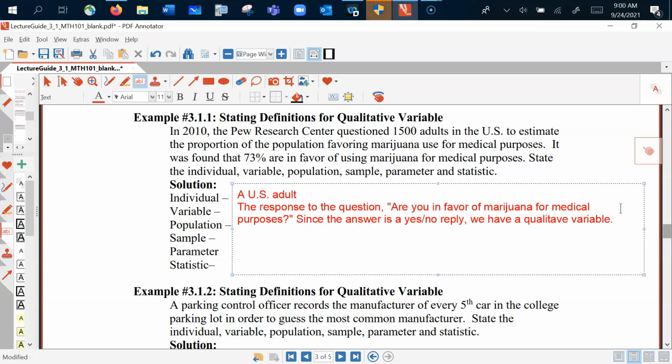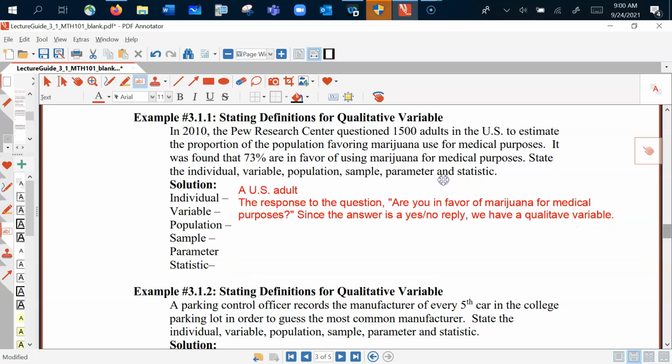All right, so the individual is the who, a U.S. adult. The variable is the response to the question, are you in favor of marijuana for medical purposes? And we've identified that that variable is a qualitative variable. Next, what is the population? Meaning, what is the actual overall group of individuals that we're interested in? So the population is going to be the set of all U.S. adults. Okay, we had 1,500 in our sample, but the population is all U.S. adults.